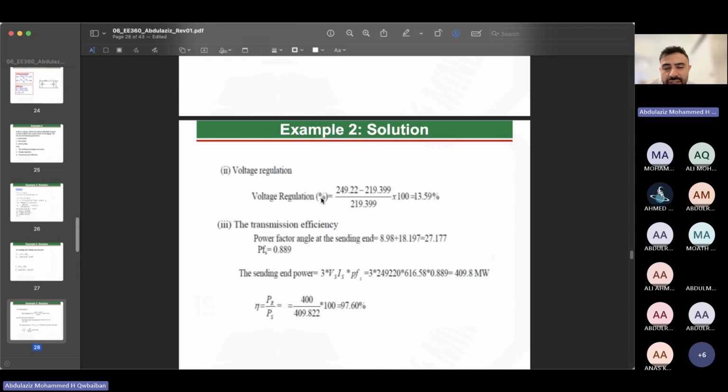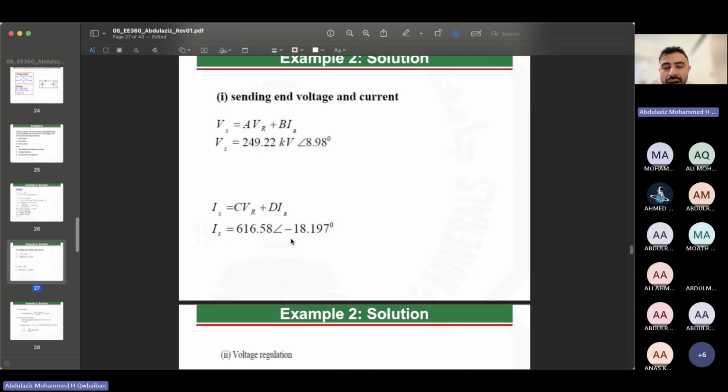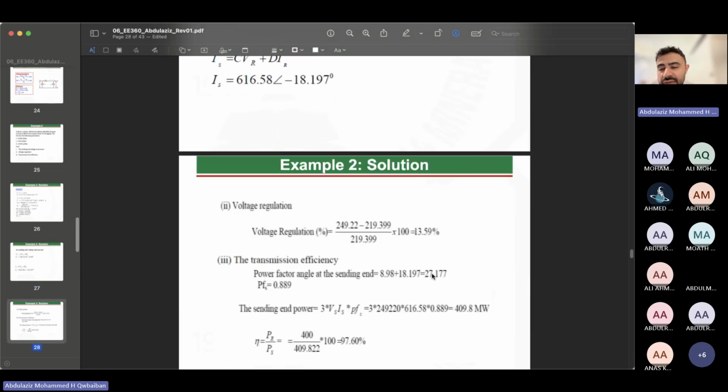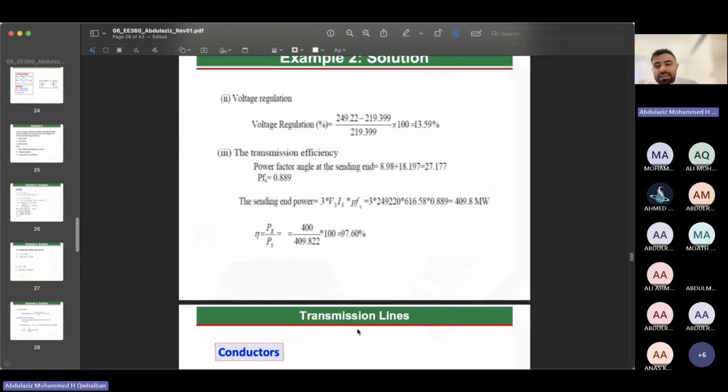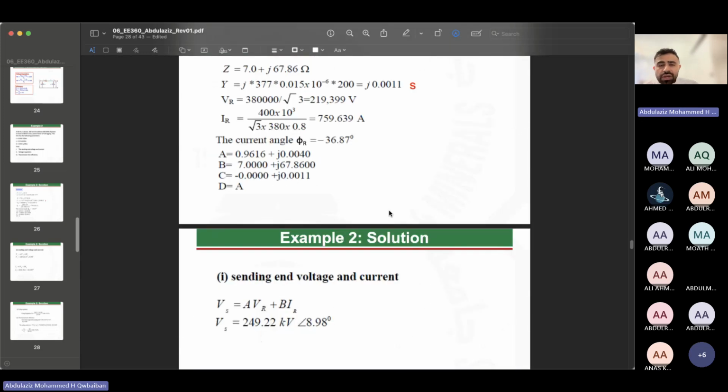For the transmission line efficiency, let's get the power factor angle at the sending end, which is theta Vs minus theta VR. It is 8 minus 18, which is 27. Cosine of that is 0.889. That's the power factor. You multiply that by Is and Vs magnitude times 3, you should get 409 as an input power. So what is the efficiency? It's the receiving power, 400, over sending power times 100%. It's 97.6%.